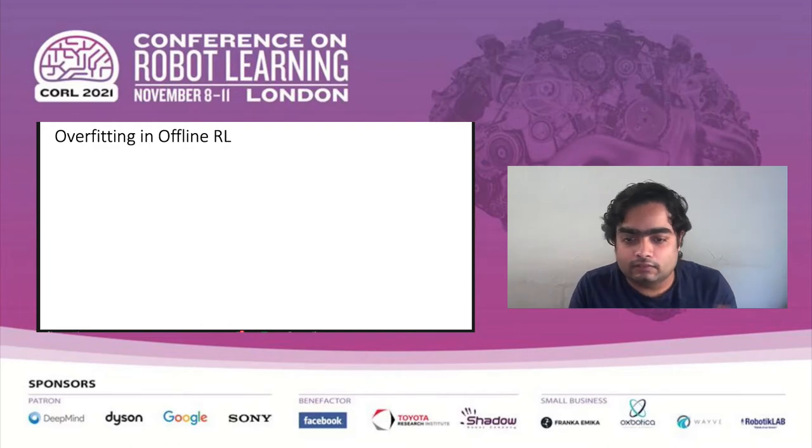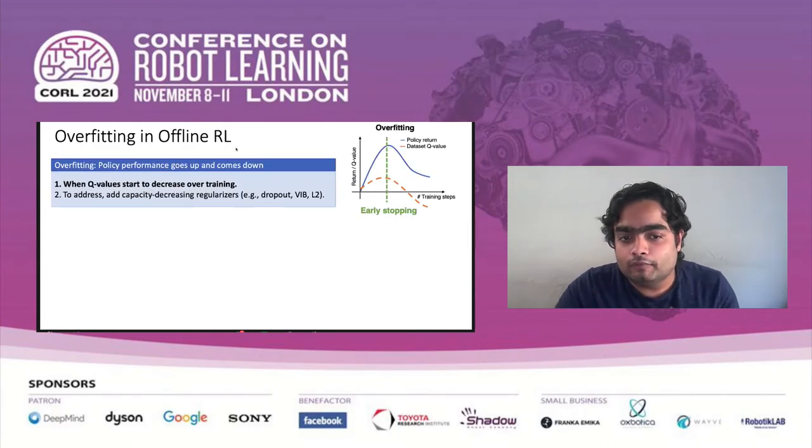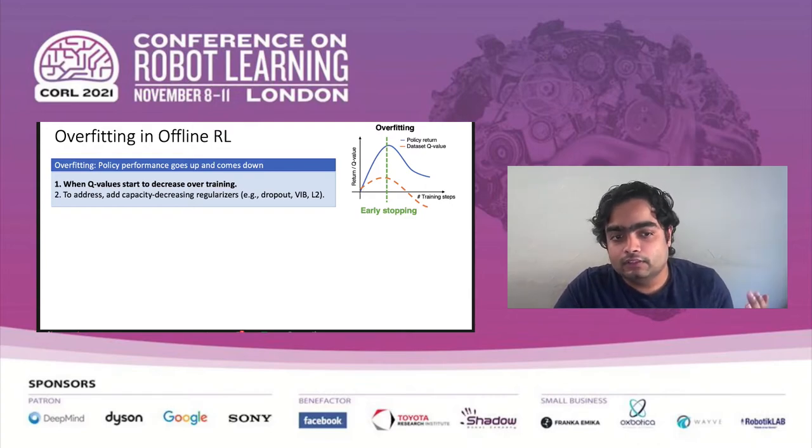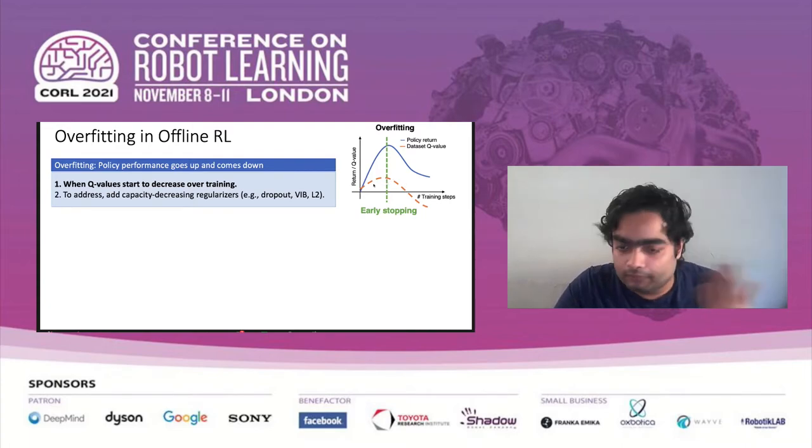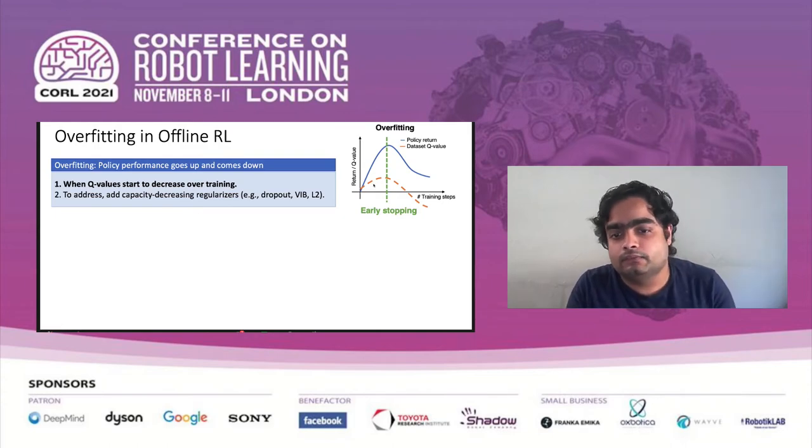So let's first consider the case of overfitting. As I mentioned, overfitting refers to the case when the performance goes up and starts coming back down as you train more. Fortunately, for the case of conservative offline RL methods, we can detect overfitting by just looking at the trend in the learned Q values of the algorithm. And this can be done in a completely offline fashion. So if the Q values first go up and then start coming back down, this means that overfitting is happening. We have a theoretical argument in the paper to show that this indeed means overfitting is happening on the policy return as well. Now what we can do is early stopping at the point of the maximum Q value. We could add regularization to fix overfitting, to stabilize Q values, and so on.